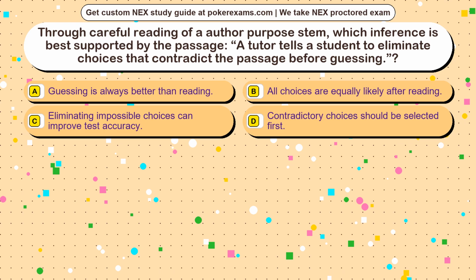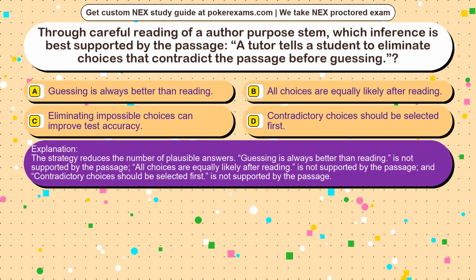The correct answer is option. The strategy reduces the number of plausible answers. Guessing is always better than reading is not supported by the passage. All choices are equally likely after reading is not supported by the passage, and contradictory choices should be selected first is not supported by the passage.